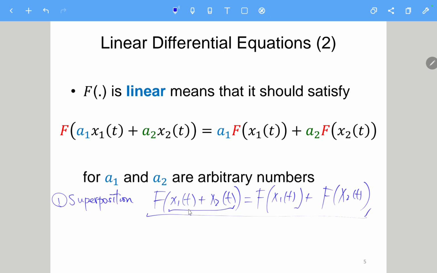Which means that we can add them together first and then put the sum into the functional, or we can apply the functional to the individual functions, like f of x1 of t, the first one, and f of x2 of t, the second one, and then add them together. It is like we distribute this one to here and that one to there, and just separate them. If it satisfies this equation, we call f linear, this being one of the conditions for linearity.